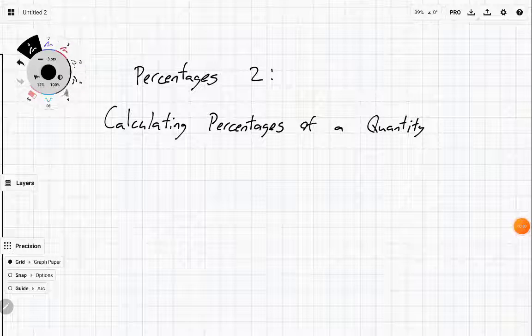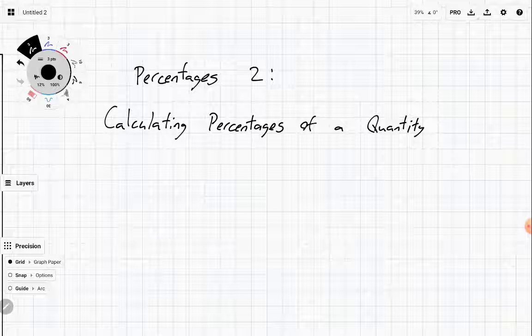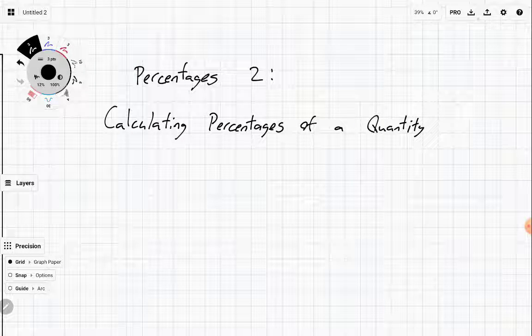Welcome. Today we're going to be having a look at more percentages, calculating percentages of a quantity in particular. Now, just before we go any further, why are percentages useful? Well, in general maths, we are going to be talking about finance maths a lot. We're going to be talking about growth, loss, percentages all the time. It's going to be coming up in units 1, 2, 3, and 4. It is a crucial part of the stuff that we're going to be doing.